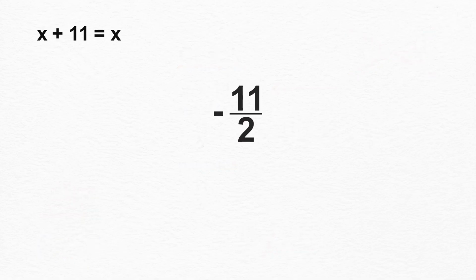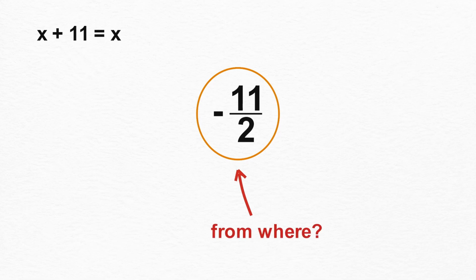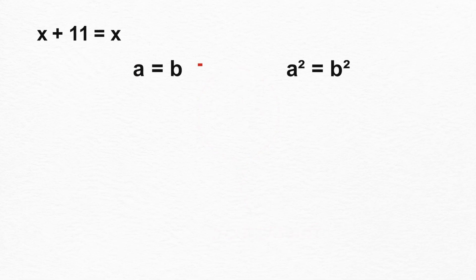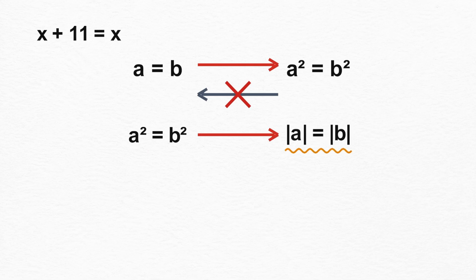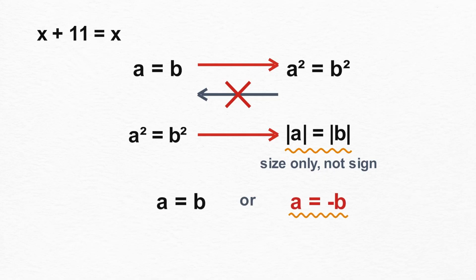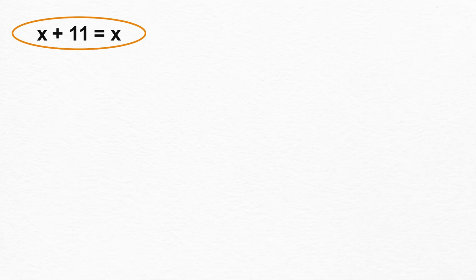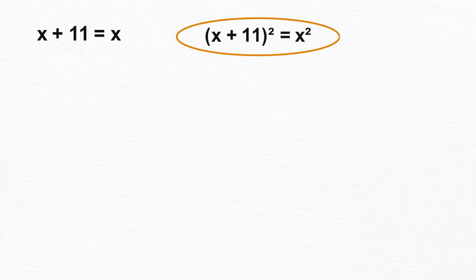But where did it come from? A number like that does not appear out of nowhere. Here is the thing about squaring. That rule only points one way. Coming back the other way, a² = b² only says a and b are the same size. It says nothing about the sign. a could be b, or a could be -b. So the moment we squared, we stopped asking our question. We started asking a bigger one.